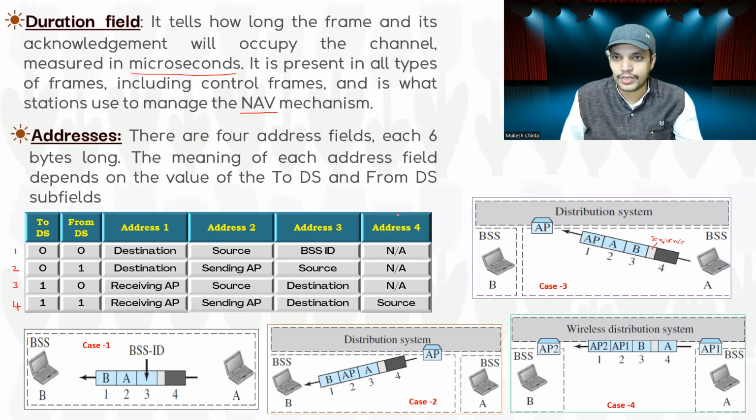So now you must have got an understanding of why we have 4 address fields. Because by the combination of these 2 bits, they define which addresses are placed in which fields. Okay, so this is how the address fields are defined. These are the 4 cases, 4 combinations of the To DS and From DS bits.